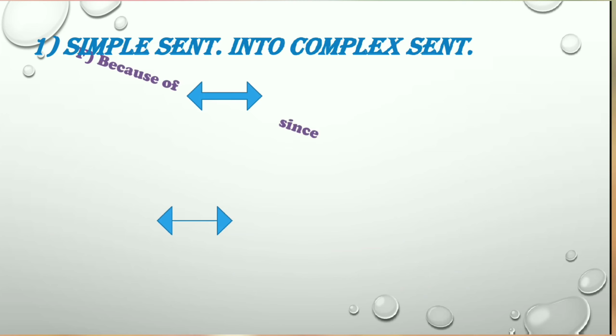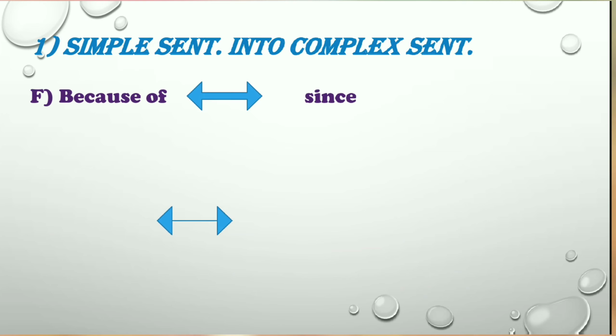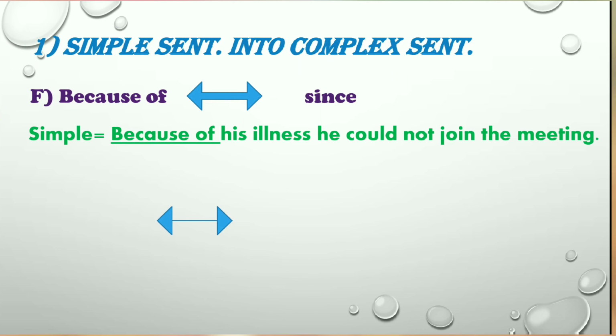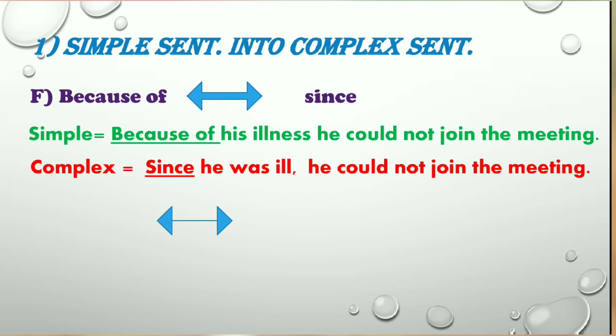Now let's see some other ways. If because of is used in a simple sentence, we can remove it and use since to make a complex sentence. Let's see. Because of his illness, he could not join the meeting. So because of is used in the simple sentence, we will remove it and use since. Since he was ill, he could not join the meeting. So by removing because of and using since, we can transform a simple sentence into a complex sentence.